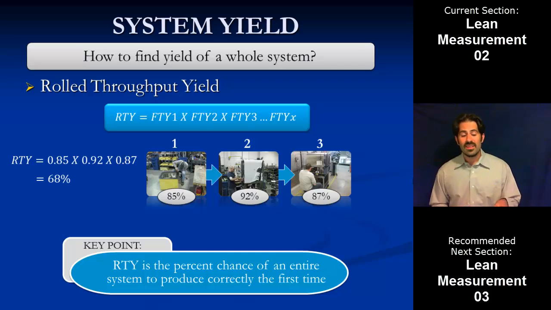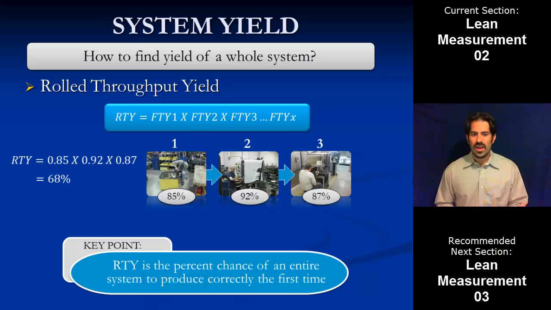And the key takeaway here is this rolled throughput yield, RTY, what that represents is the percent chance of the entire system producing a correct part or a correct product or a correct end result the first time through. And that's what we want. In an ideal world, we want 100% of the time the entire system to produce a correct product start to finish the first time through. So calculating this rolled throughput yield now gives us a good baseline understanding of where we are compared to where we want to go, where that ideal is. And that's kind of the value of thinking about yield that way, thinking about it accurately.